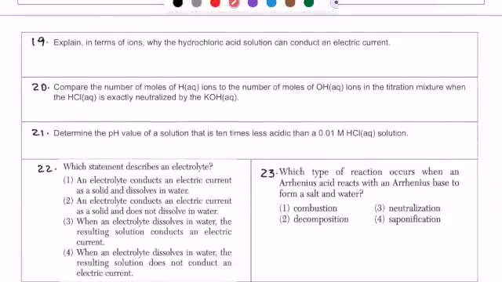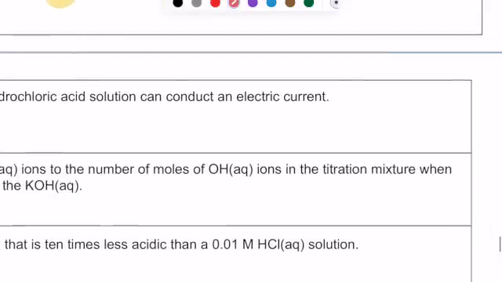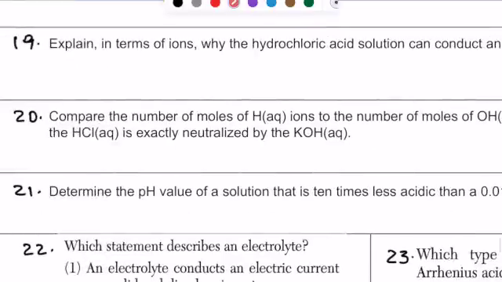Explain in terms of ions why the hydrochloric acid solution can conduct an electric current. So you'll just say because the ions dissociate and move in the solution. So dissociate and move. Compare the number of moles of hydrogen ions to the number of moles of hydroxide ions in the titration mixture when HCl is exactly neutralized. It should be the same number of moles. So moles of H positive are equal to the moles of hydroxide.